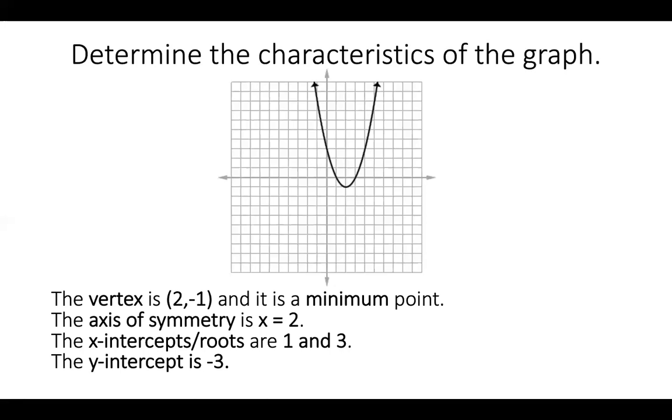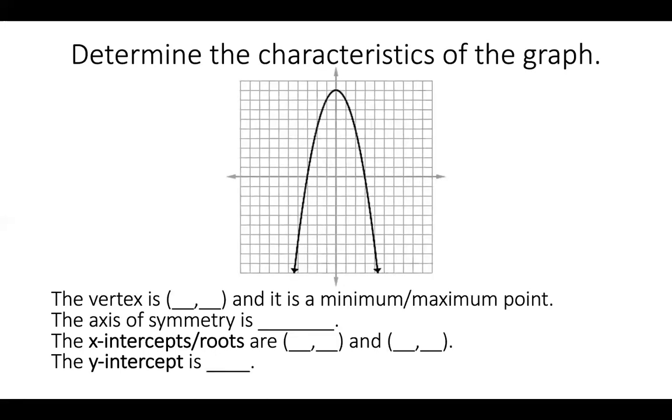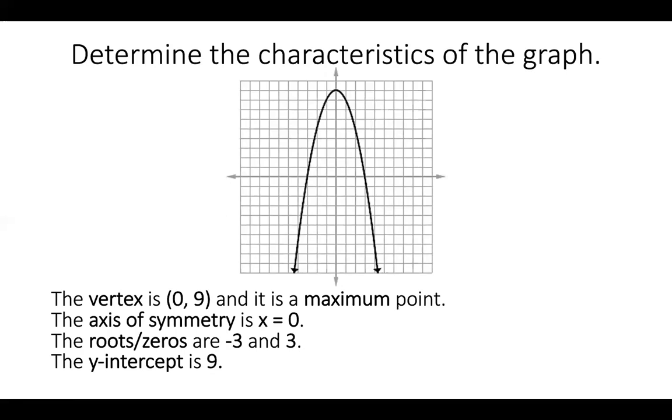So let's look at this graph now and see if you can identify the vertex, the axis of symmetry, the x-intercepts, and the y-intercept. Take a minute, pause this video, see what you get. Okay, so let's go over this. The vertex is 0, 9. And it's a maximum point because it's the highest point on the graph.